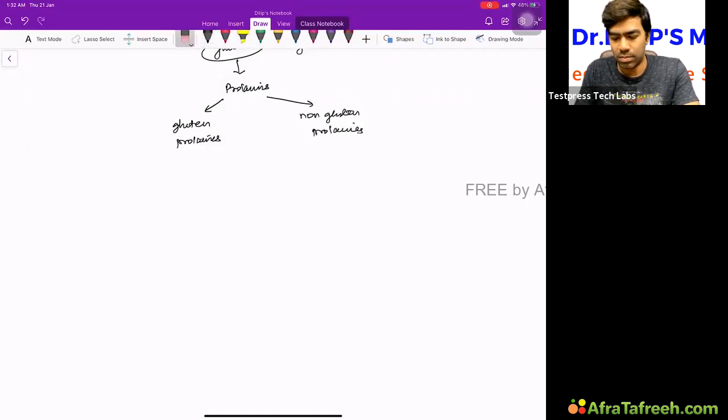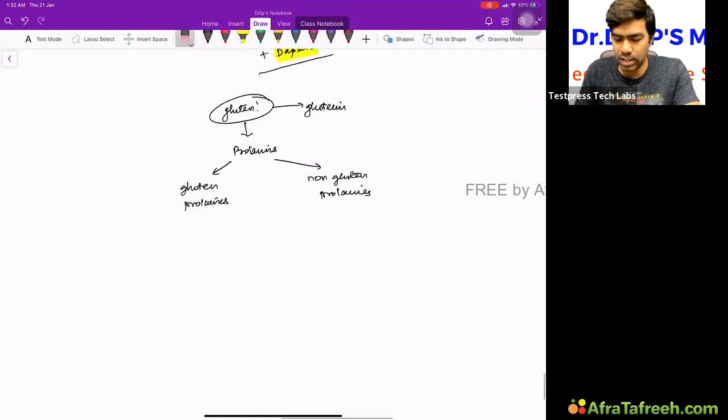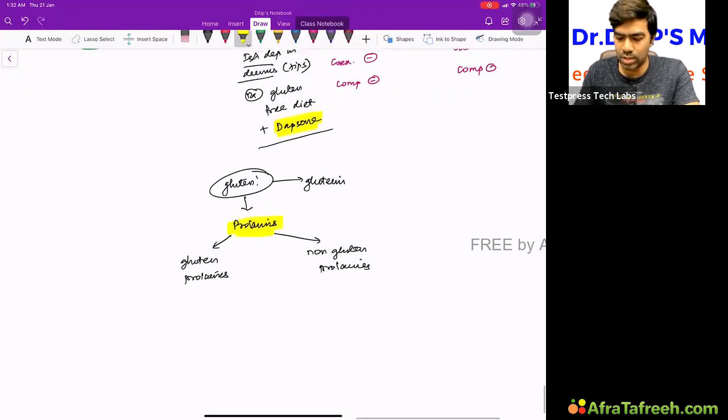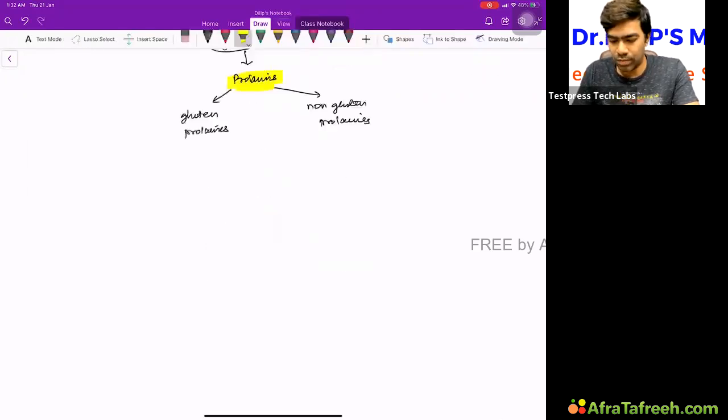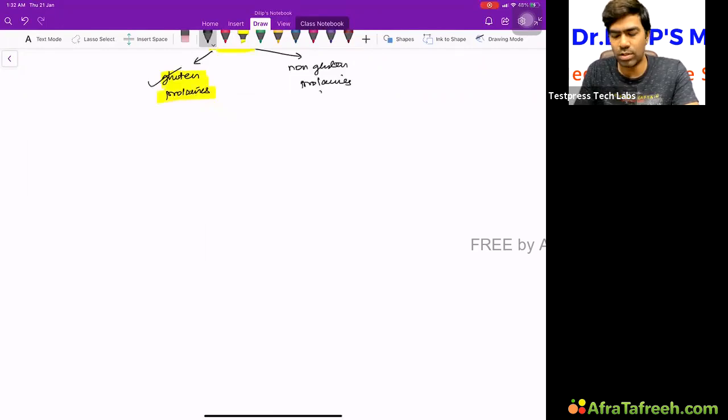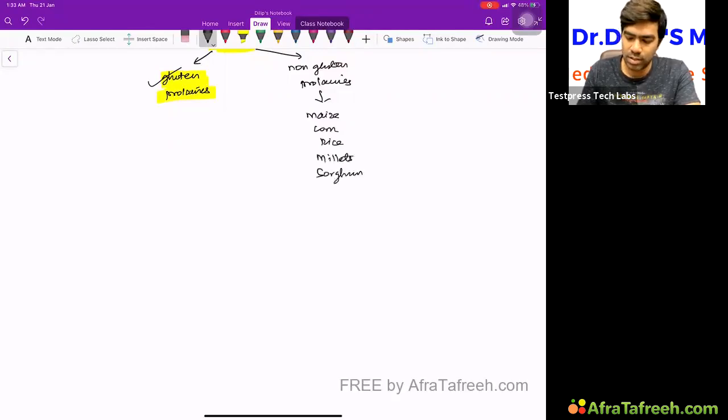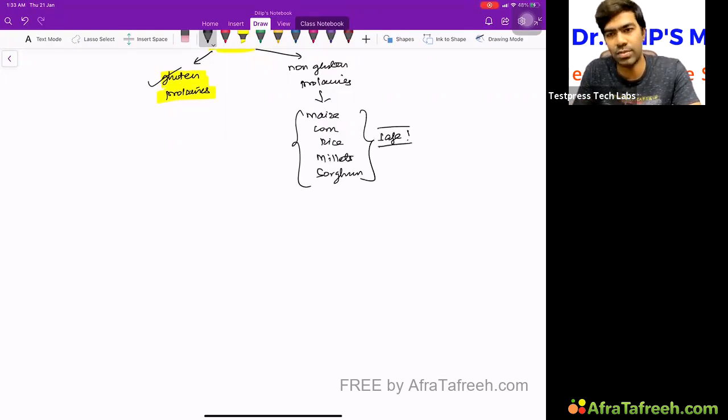Basically, as far as gluten is concerned, these prolamins are the ones that are considered to be problematic. And of course, the gluten prolamins are more problematic compared to the non-gluten prolamins. Non-gluten prolamins are typically seen in maize, corn, then rice, then millets, then you would have studied sorghum. These are the things that have non-gluten prolamins. Since non-gluten prolamins are not dangerous, they are considered to be absolutely safe in patients with gluten hypersensitivity and even in patients with celiac disease. You can take this, not a problem at all.